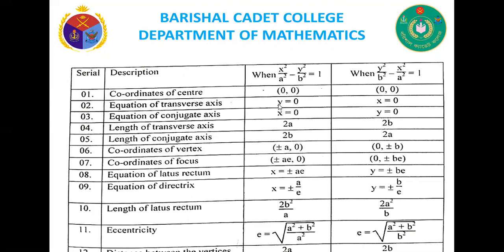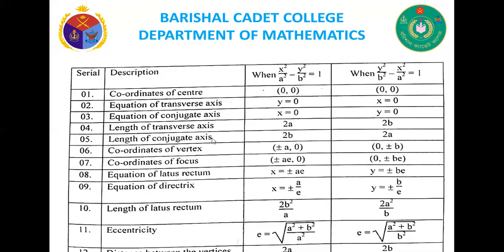First of all, I will say all the formulas related to the standard form x squared divided by a squared minus y squared divided by b squared equal to 1. So I am repeating again. Coordinates of the center: this is 0, 0. Equation of the transverse axis: this is y equal to 0. Equation of the conjugate axis: this is x equal to 0. Length of the transverse axis: this is 2a.